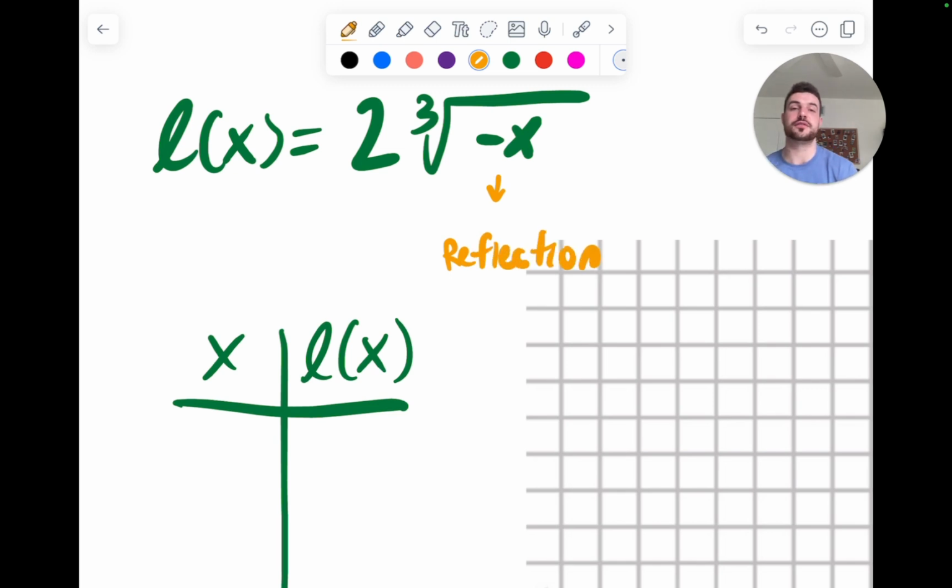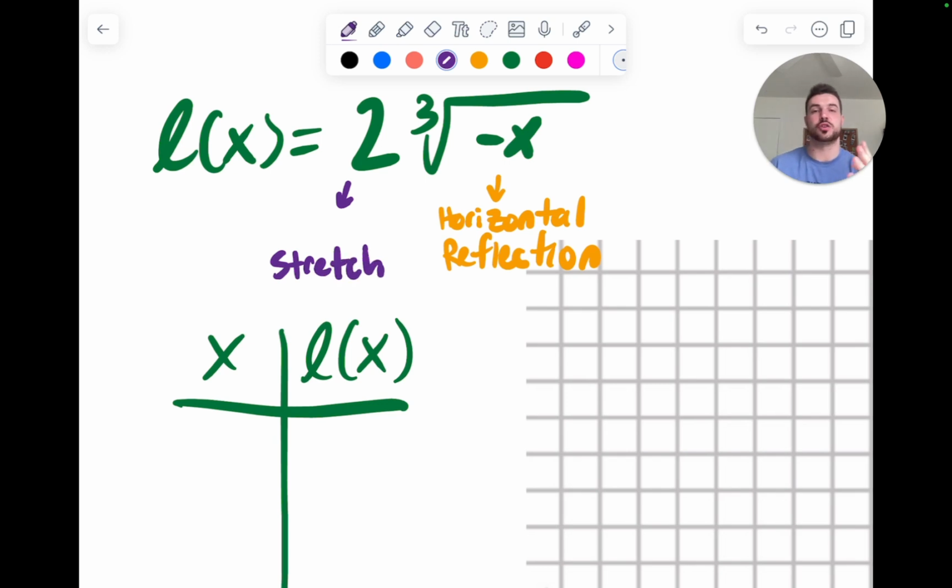And because this is directly attached to our x, it directly affects our input, and it is going to be a horizontal reflection. Now, this 2 on the outside is multiplication. So therefore, it is going to be a stretch. And because it's not directly attached to the x value, it doesn't directly impact it. In other words, we can see it's outside of our radical. It is going to be a vertical transformation.